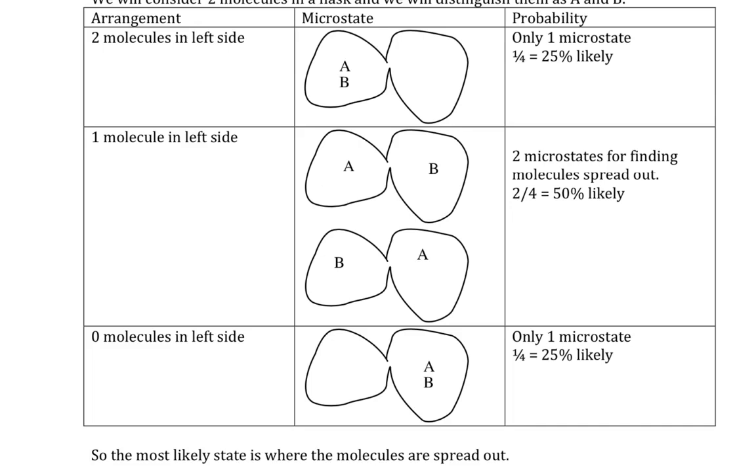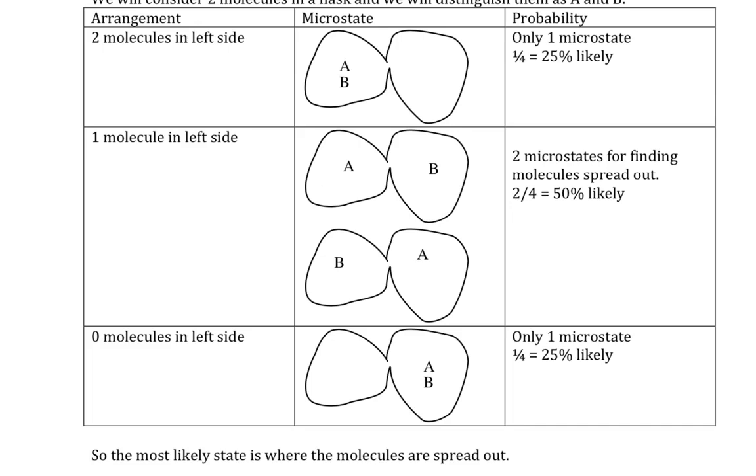So the probability of the arrangement two molecules on the left side is the 1 microstate divided by the total of 4 microstates, so that means it's 25% likely. The arrangement where we have one molecule on the left side, well, there's 2 microstates for that arrangement. So we take the 2, we divide by the total, we get a 50% likelihood. And then our last arrangement, no molecules on the left side, there's only one possible microstate, so we would say that that is 25% likely.